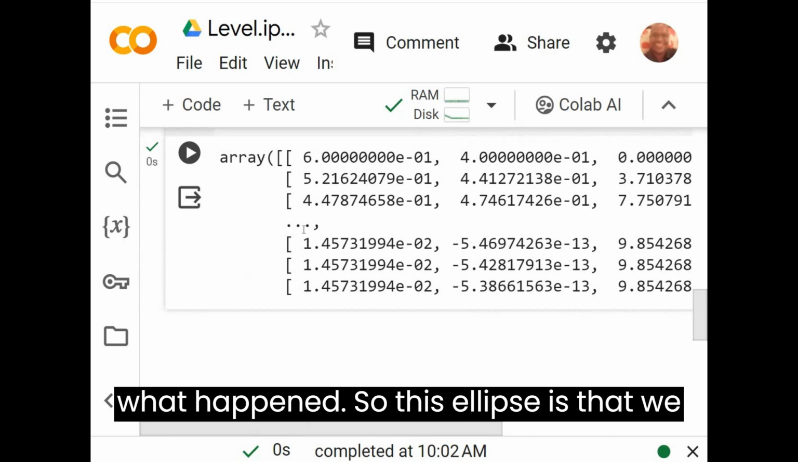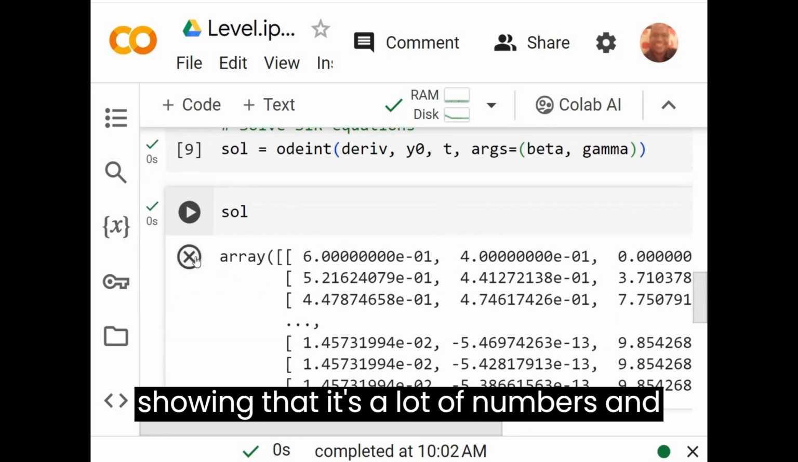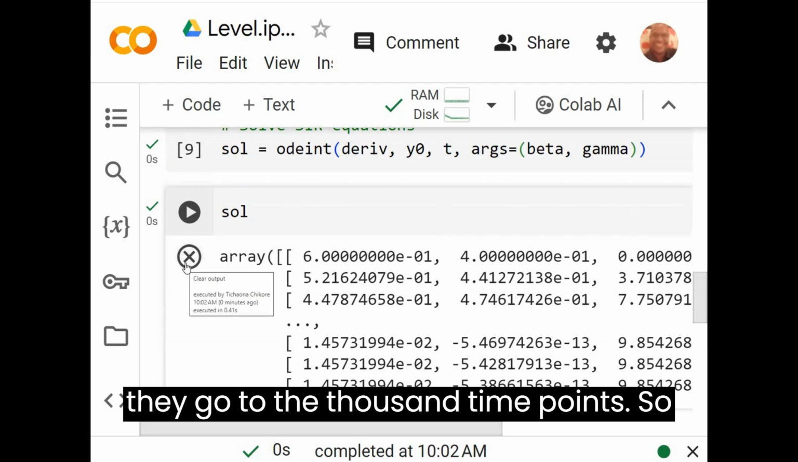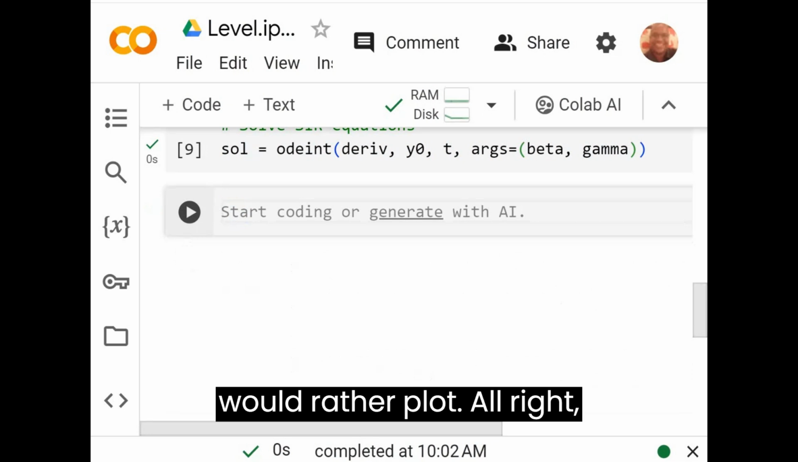So these ellipses that we have here, these three dots, are showing that it's a lot of numbers, going up to the 1,000 time points. So we don't need this. We would rather plot.